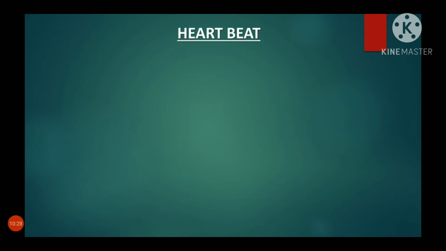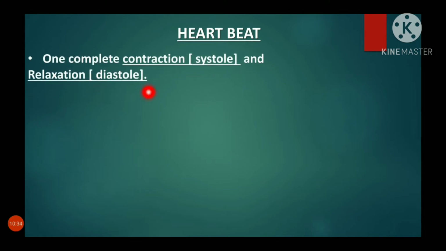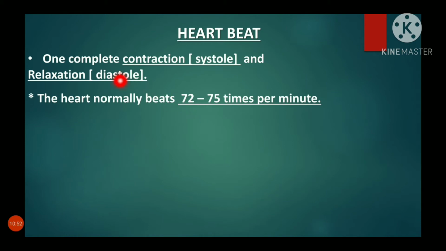Next is heartbeat. One complete contraction, that is systole, and relaxation, called diastole, of the atrium and ventricles of the heart constitute a heartbeat. The heart normally beats 72 to 75 times per minute.